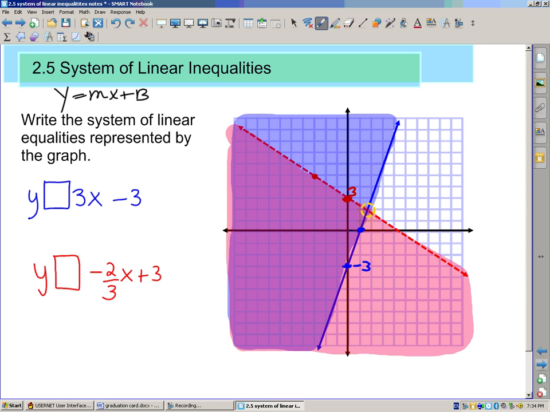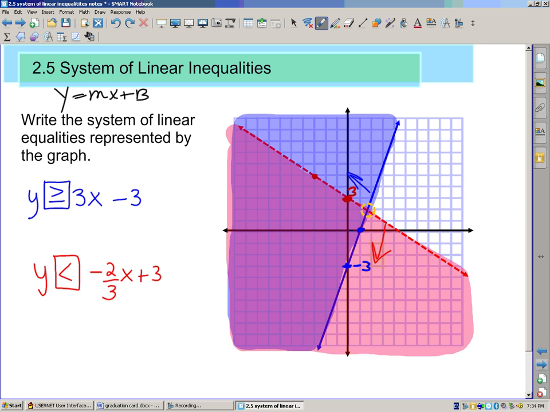So now we need to see what our inequalities are. In my red, it's shading this way. It's below. It's a not or equal to, so it's just a less than. In the blue, I'm actually shading above the blue line. So it's a greater than, it's a solid line, so it's a greater than or equal to. So here is my system of linear inequalities that will represent that picture, that graph.